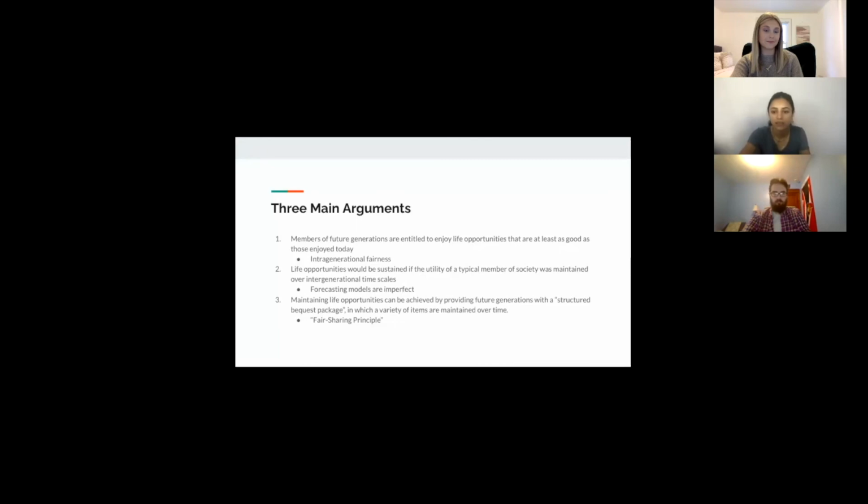Thirdly, maintaining life opportunities can be achieved by providing future generations with a structured bequest package in which a variety of items (manufactured capital, technology, capacity, environmental resources, and the integrity of political and social institutions) are maintained over time, which brings up the fair sharing principle, where economic resources are common property of each member of present and future society. And if resource depletion or environmental degradation occurs, there is a duty to compensate members of future generations.